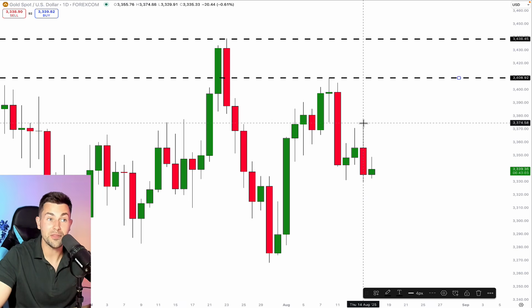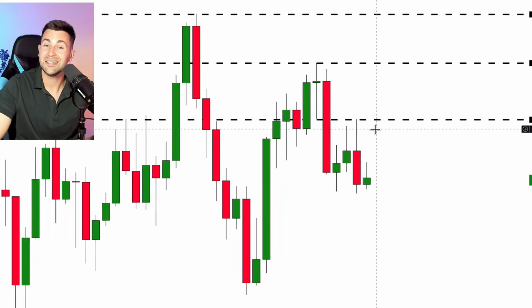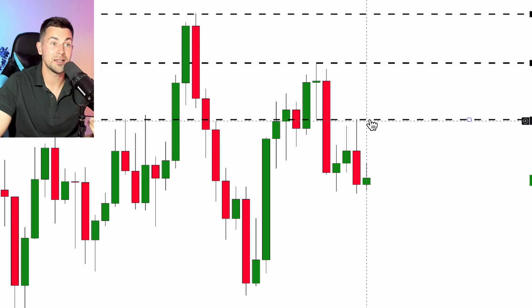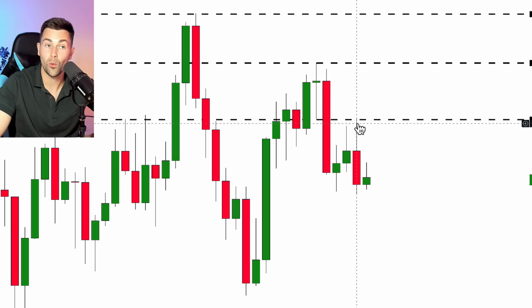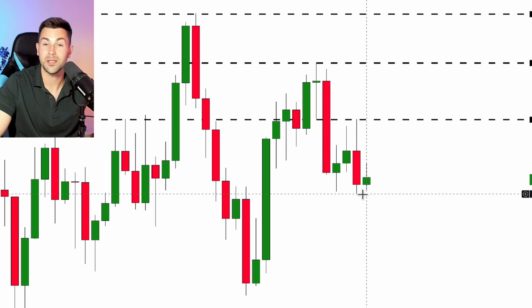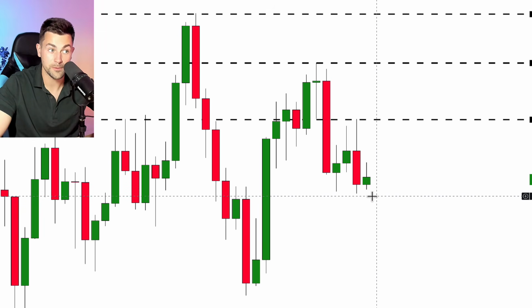Then we have another level right here. It is not that significant key level, but still you can see that it was a completion point of this pullback, and when the price reached that point, the market reacted strongly and the price dropped.